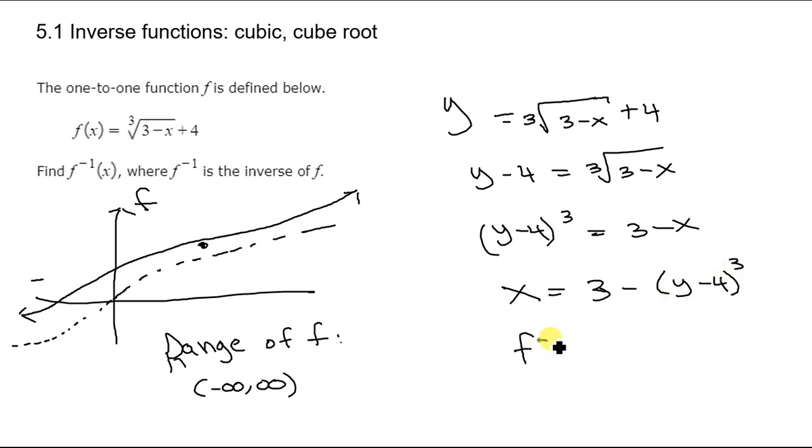Now we have the inverse function, that is f inverse of x is equal to 3 minus (x minus 4) quantity cubed, and has a domain minus infinity to positive infinity.